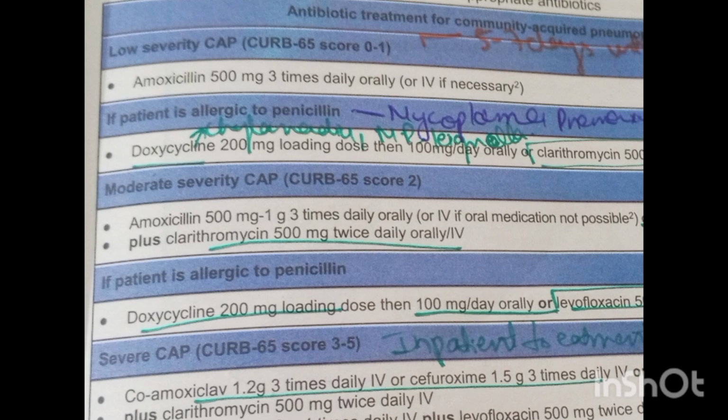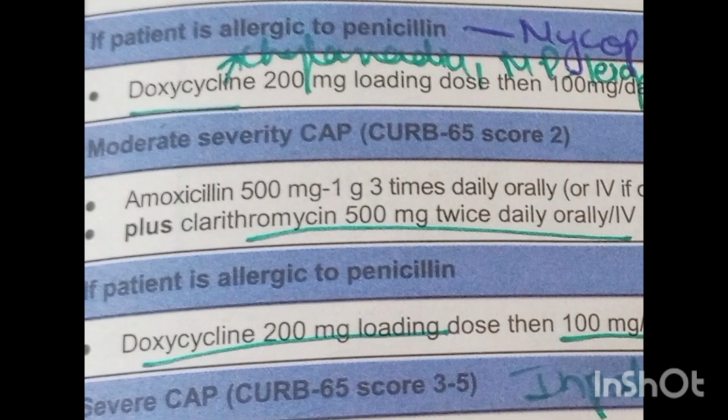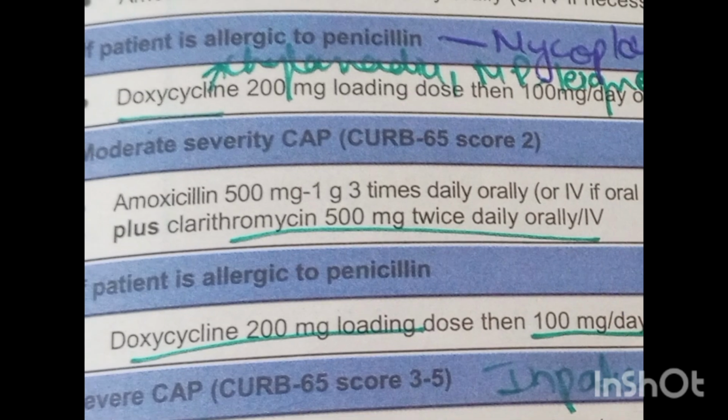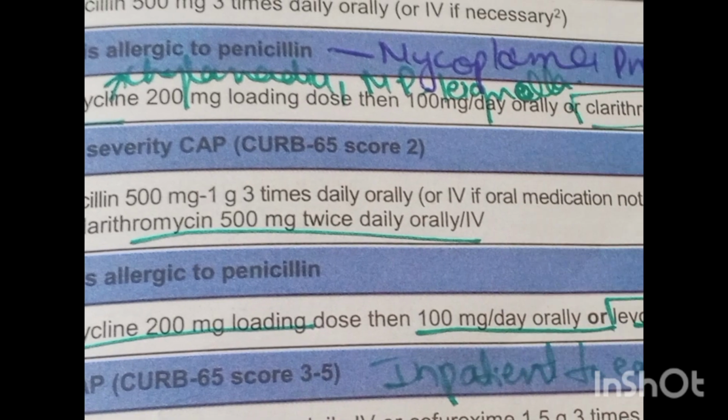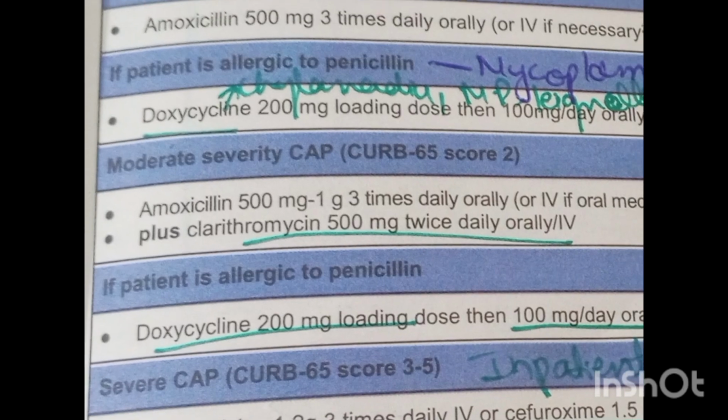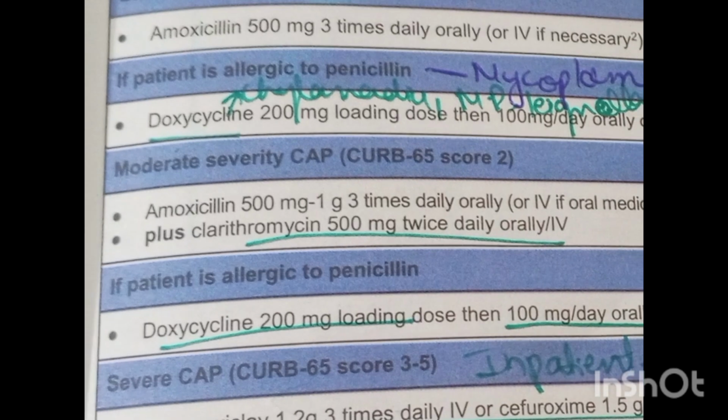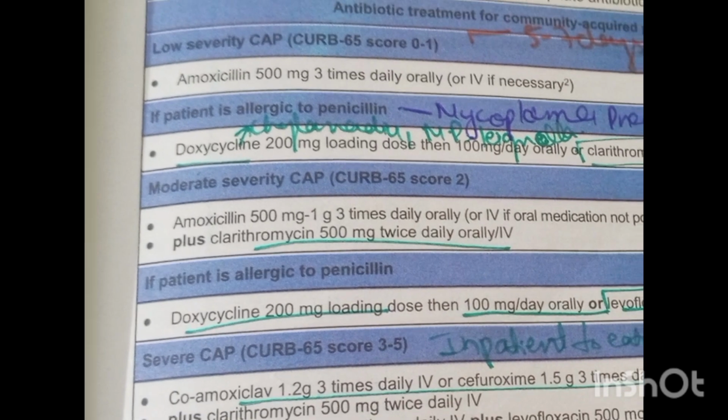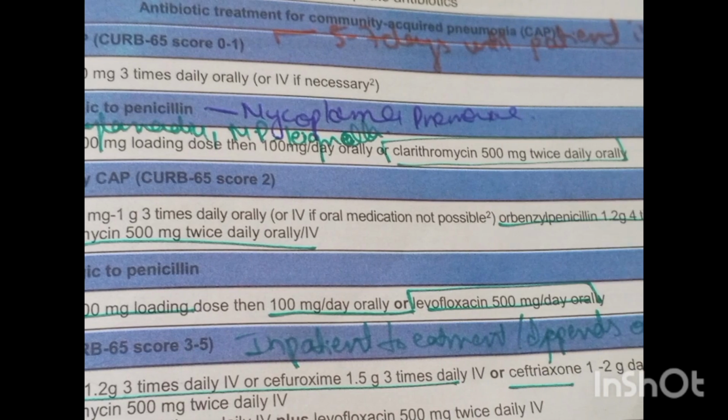But on the CURB score, we give treatment like this: if there is low severity community acquired pneumonia, and the CURB score is between 0 and 1, we give amoxicillin 500 mg 3 times daily, or IV if necessary. Or if a person is allergic to penicillin, we give him doxycycline 200 mg, or clarithromycin 500 mg.